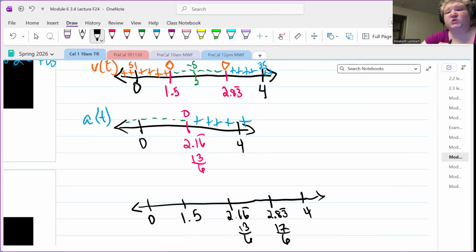So I have 4 regions where I have to determine if it's speeding up or slowing down based on my graph up here. So notice that I've got them almost lined up. So I'm going to sketch that 1.5 would go about there, and that 2.83 would go about there. So I can see in my first region from 0 to 1.5, my velocity is positive, my acceleration is negative. Those are different directions. So this is a slowdown region.